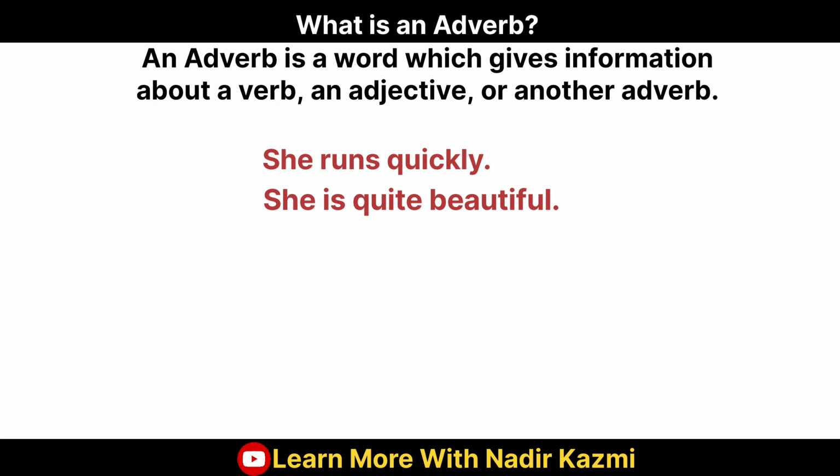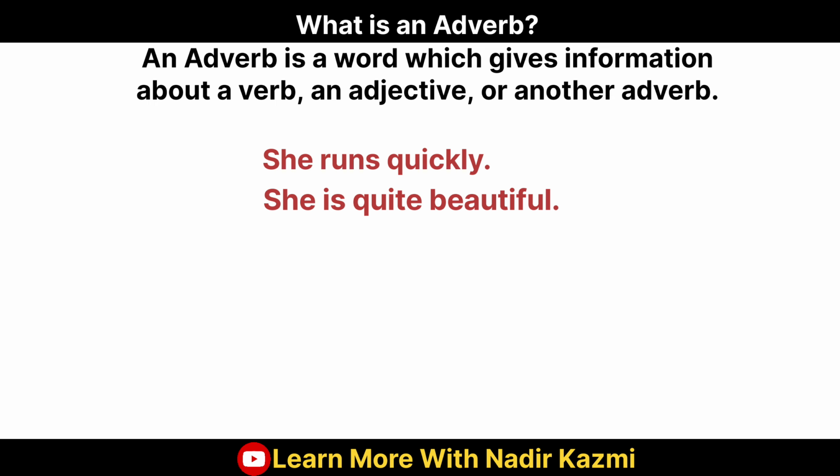about the adjective beautiful. And the last, I said that an adverb also gives us more information about another adverb. Now look at this sentence. She runs quickly. Here quickly is an adverb because it is telling us about her action of running.